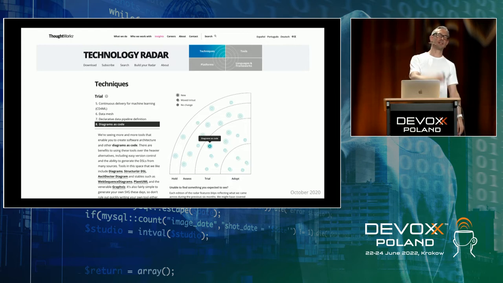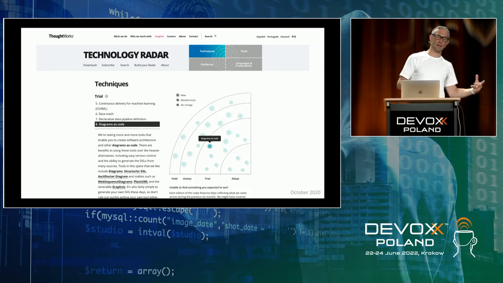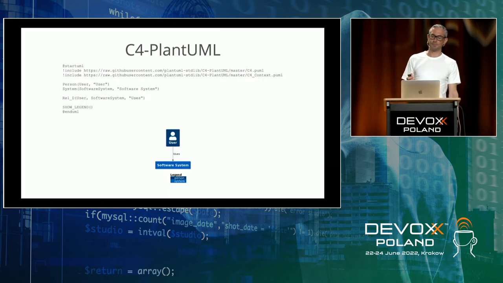So back in October 2020, diagrams as code as a concept popped up on the ThoughtWorks Tech Radar. It talked about a bunch of different tooling. Diagrams as code is nice. So what you're doing here is you're crafting up a bit of text to create your diagrams. Typically, these are automatic layouting tools. They're easy to author. We can use our IDEs, our text-based tools. They're easy to diff because they're just text. They're easy to version control because they're just text. And many of these tools allow you to automate generation of these diagrams. So you can plug them into your CI/CD and build pipelines, for example.